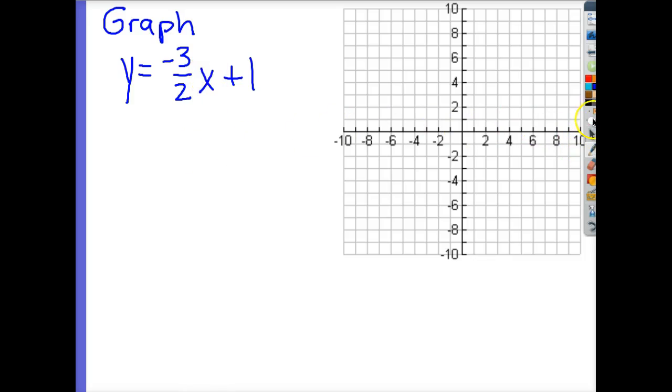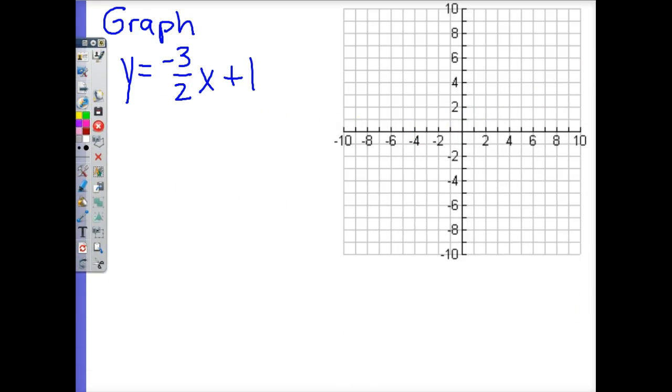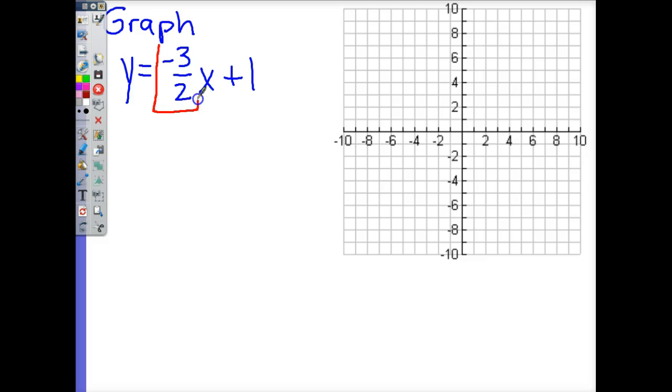Hi guys, we're gonna quickly graph some equations. So this is in slope-intercept form. This is the easiest way to graph, when it's in slope-intercept form. Why? Because they call it slope-intercept form for a reason. What's your slope? The coefficient of x. That is your slope. M equals.